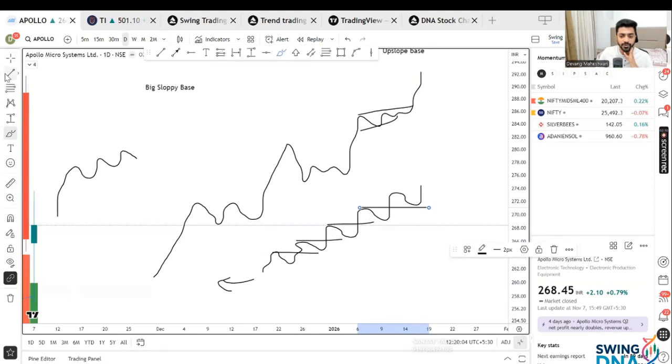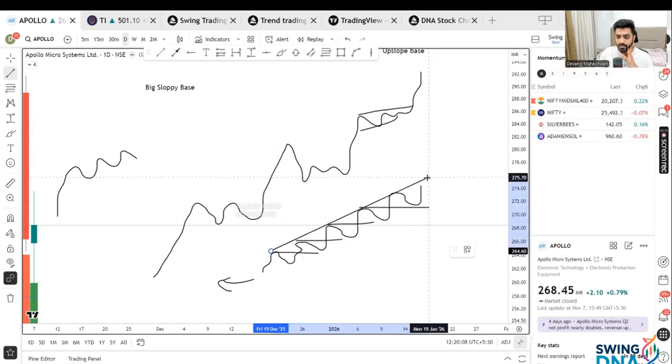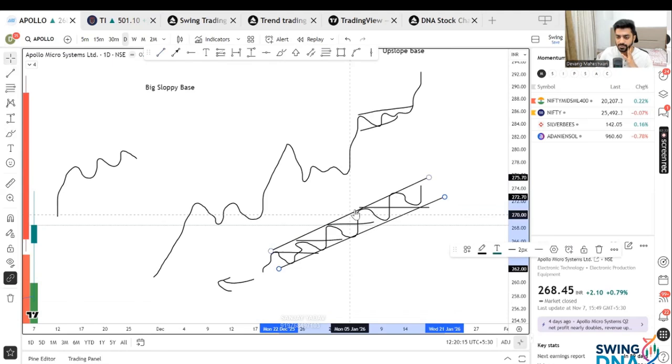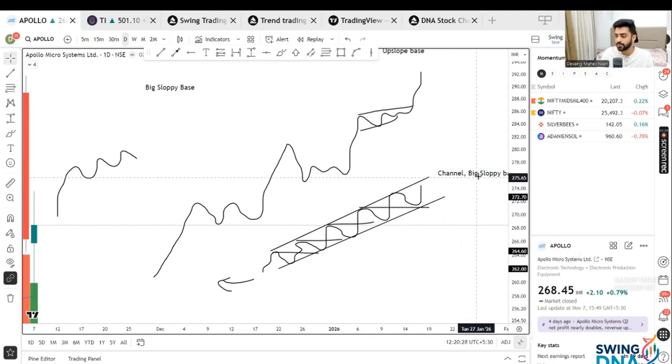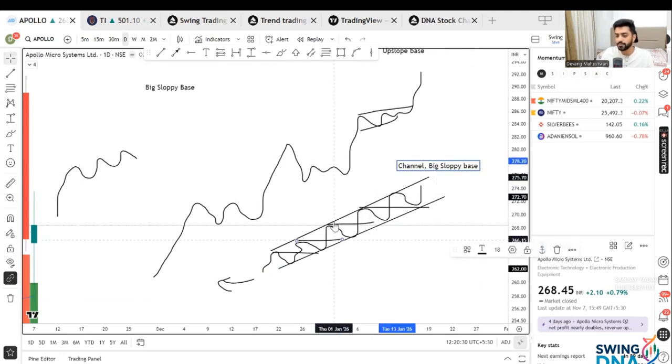Now, when you draw support and resistance up here, when you join these things, it will look like a big sloppy base or a channel. You can call it a channel, or big sloppy base. We don't have to trade in this, only after a breakout. In this, there is no breakout yet.